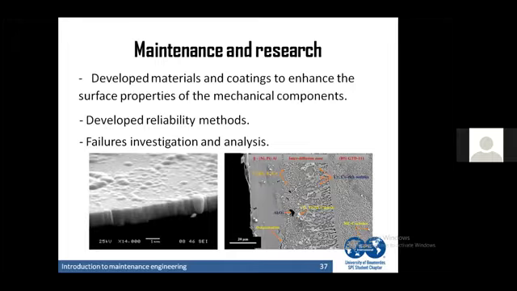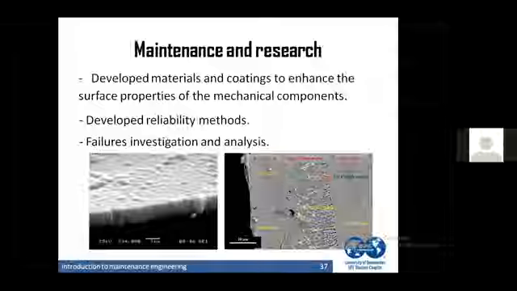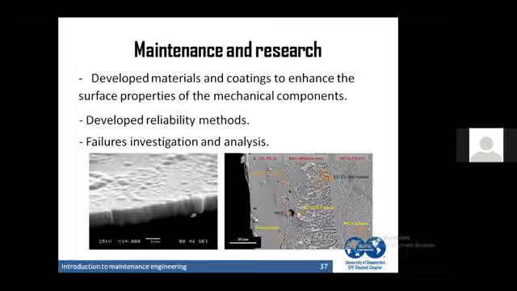There is another field that needs to be improved by maintenance researchers, which is failure investigation analysis. For example, this figure here was made by a friend of mine who is doing research on failure investigation for blades of turbines, and this is a photo of a turbine blade taken by microscope. So these are three main domains that need to be improved by maintenance researchers.